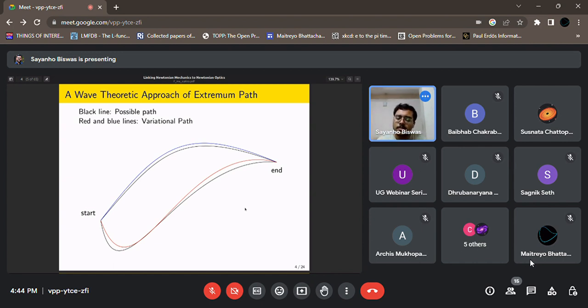Now, you should have heard me by now repeat the word variational principle again and again. Variational, variational, variational. You see that there is a red path and there is a blue path, which is slightly varied from the black path. By this I mean that by slight variation, I am trying to obtain an infinitesimal variation in the black path, by keeping the starting and the end point fixed.